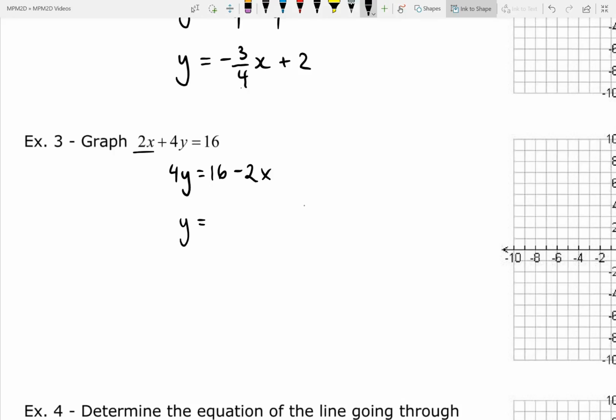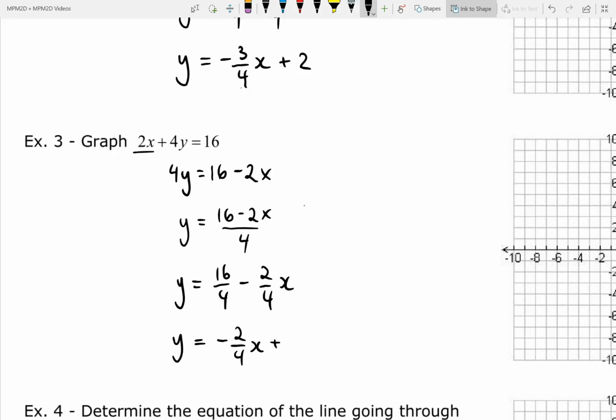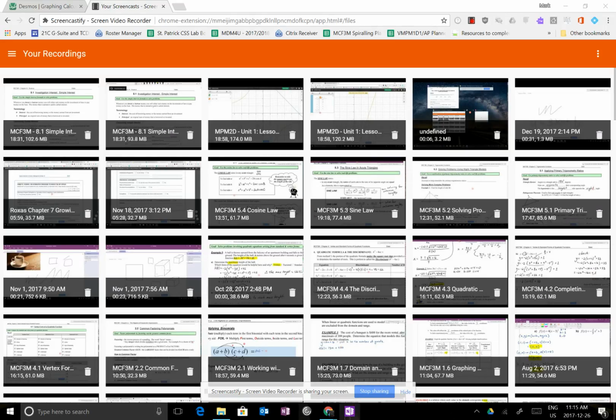So y equals 16 minus 2x over 4. And I'm going to separate the right side into 2 separate terms. So 16 over 4 minus 2 over 4x. And then I'm going to just bring the x term in the front. So minus 2 over 4x plus 16 over 4. And then lastly, I'm going to put this in lowest terms.